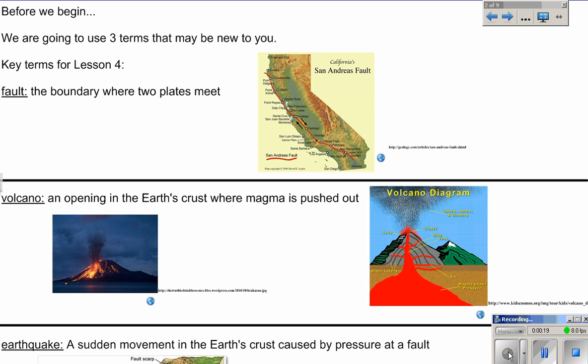Before we begin, we are going to use three terms that may be new to you. Key terms for Lesson 4. Fault, the boundary where two plates meet.